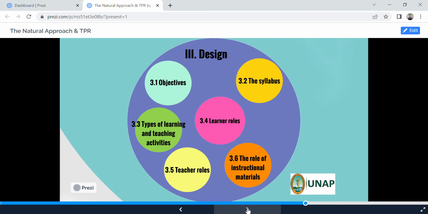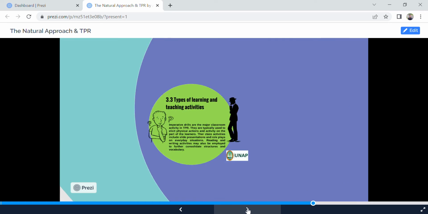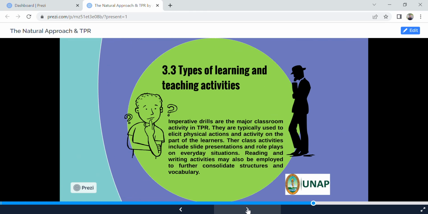What are the types of activities in teaching activities? Well, imperative drills are the major classroom activities in TPR. They are typically used to elicit physical actions and activity on the part of the learners. The class activities include slide presentations, role plays on everyday situations. Reading and writing activities may also be employed to further consolidate structures and vocabulary.